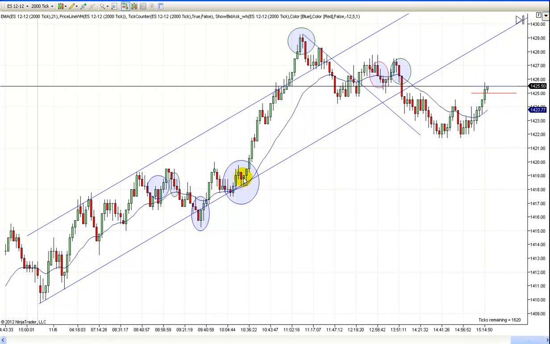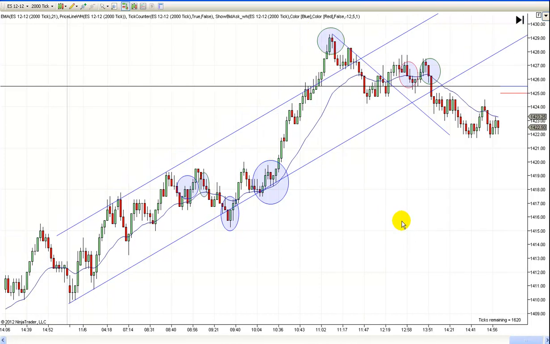So you didn't need the news to tell you to enter here. You didn't need it at all. You knew that that was a double touch of that trend line that held, and you had the right kind of bar to go long above. And look at that move up off the news.